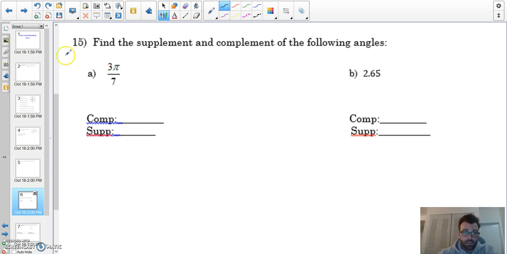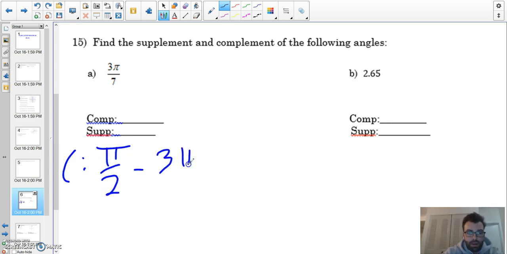Since I am in radians here, so 3 pi over 7 is in radians, to find the complement I want to do pi over 2 minus 3 pi over 7. Remember, do the bigger piece, pi over 2, minus our angle. Our 90 minus our angle.